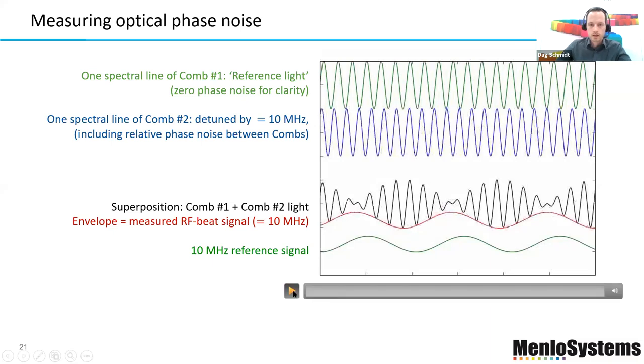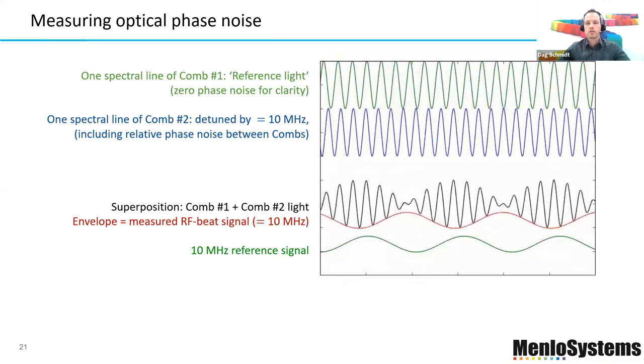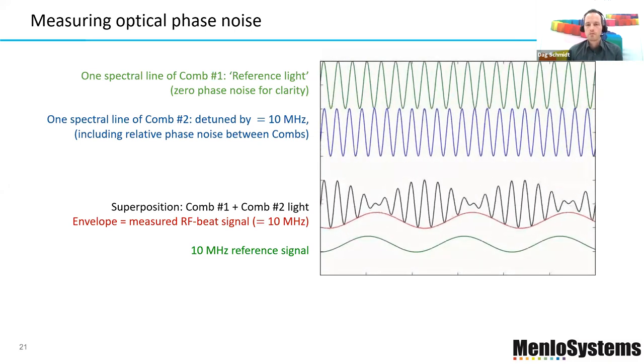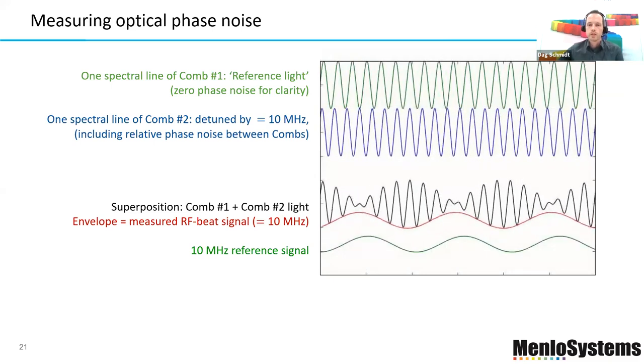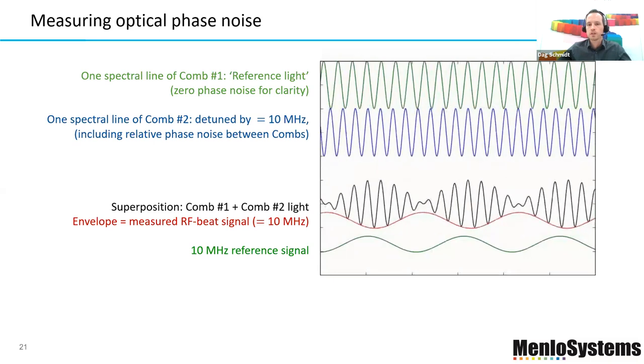And if I start the little animation here, you see the blue line now jitters a little bit. There is phase noise on the second comb, and this phase noise is transferred, of course, to the beat signal. And you see that it is also transferred to the envelope. So you have a very sensitive measure here of the optical phase noise. It is directly down converted from the optical domain to the RF domain. And again, the envelope is the thing we can measure, and this is then compared to a 10 megahertz reference signal. This is just the reference signal input for your frequency counter, for example, or your RF spectrum analyzer.